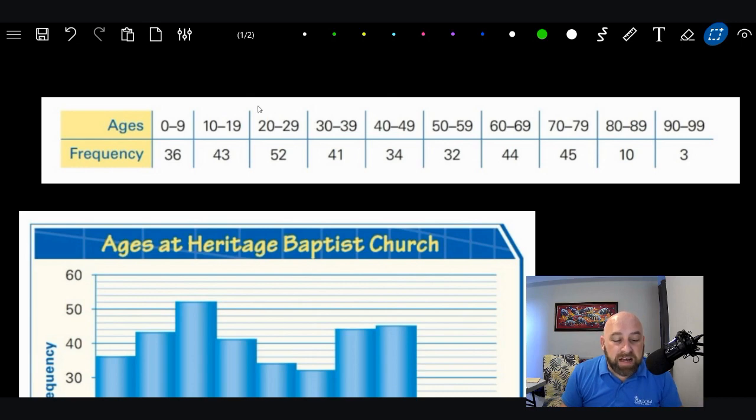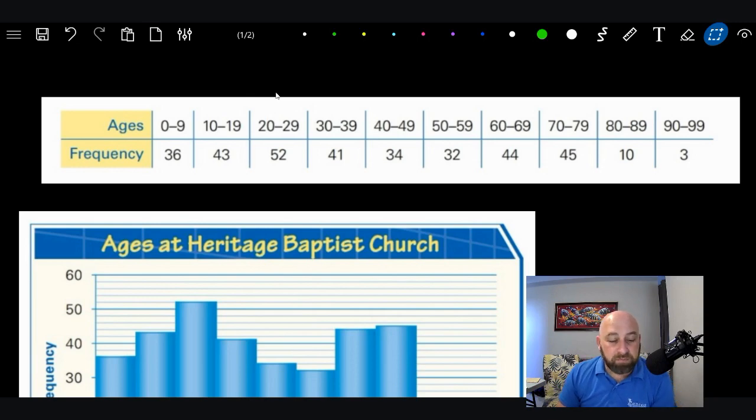50 to 59, 32. 60 to 69, there are 44. 70 to 79, there's 45. 80 to 89, there's 10. And check out these people, these guys, I love them, they're dedicated, they're still going to church. 90 to 99, there's 3 of those people in that church, okay?